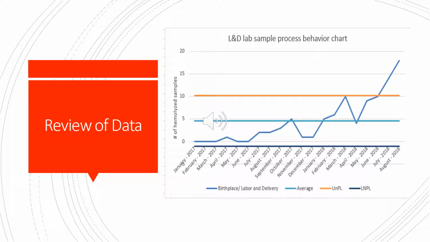So if you look at the data here, this snapshot shows you January 2017 through August of 2018. And you can see a significant increase. Although the data points are a little all over the place at times, you can see the trend increasing upwards with a significant increase from April to August. And this was a big frustrator for staff, not just staff in labor and delivery, but also staff in the lab, and also a dissatisfier for patients.